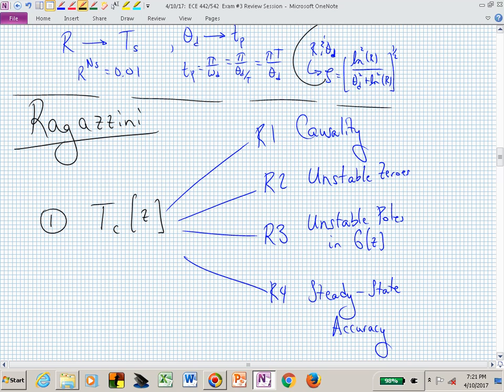Restriction 2 concerns unstable zeros, which means that we want T sub c of z to have the same unstable zero factors that our original system had. So we're trying to build T sub c of z. For what reasons? Why do we have these two restrictions when we apply this design approach of Ragazzini?